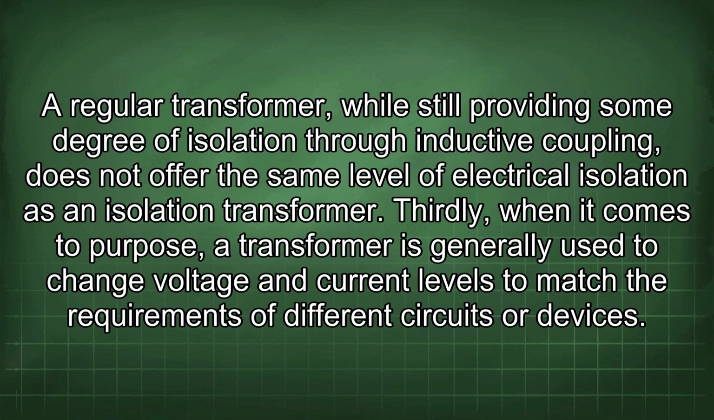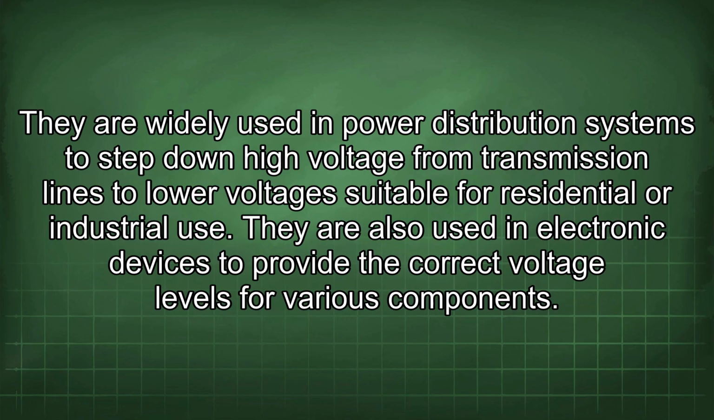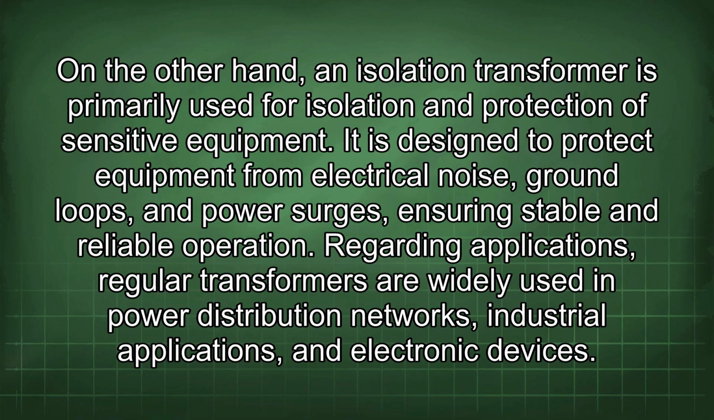Thirdly, when it comes to purpose, a transformer is generally used to change voltage and current levels to match the requirements of different circuits or devices. They are widely used in power distribution systems to step down high voltage from transmission lines to low voltages suitable for residential or industrial use. They are also used in electronic devices to provide the correct voltage levels for various components. On the other hand, an isolation transformer is primarily used for isolation and protection of sensitive equipment. It is designed to protect equipment from electrical noise, ground loops, and power surges, ensuring stable and reliable operation.